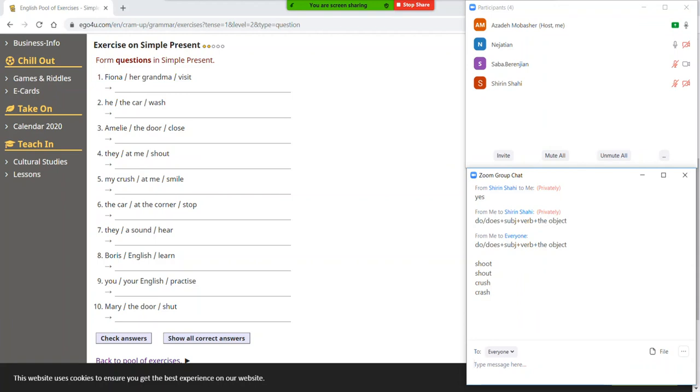What does shut mean? Yes, in English. I wanted you to say it in English. It means closing. Shut means close. Okay, perfect. Thank you very much, Musa.